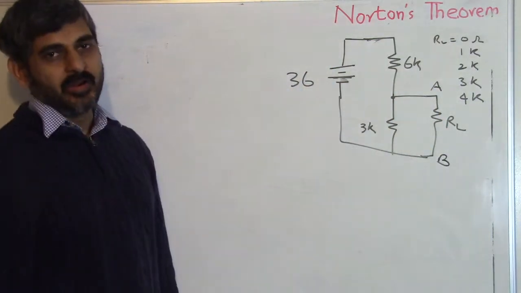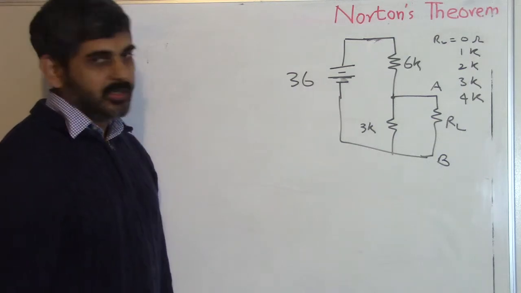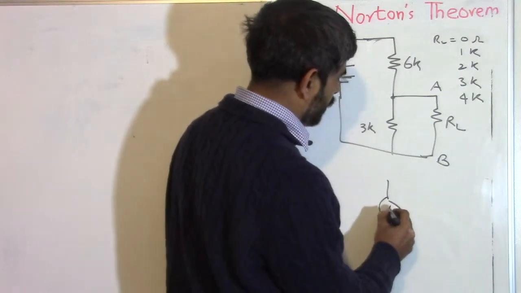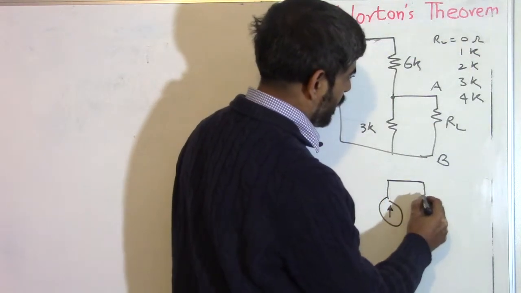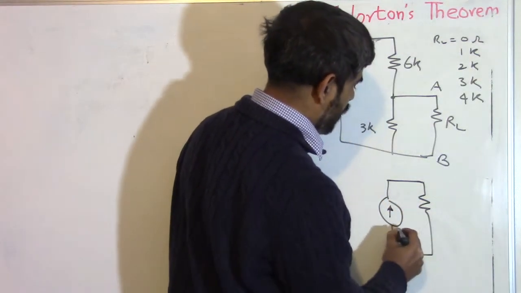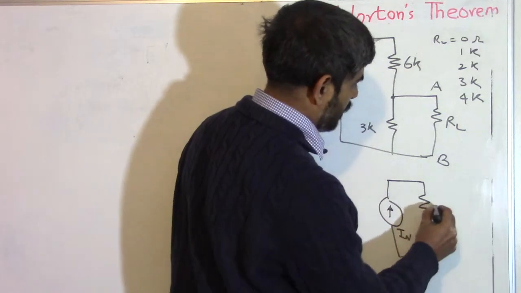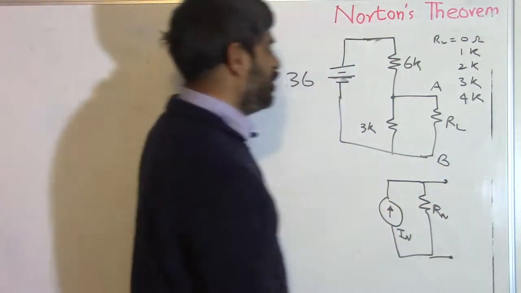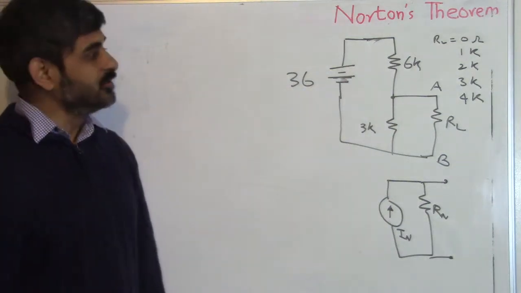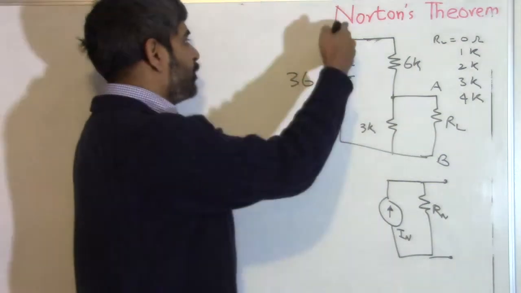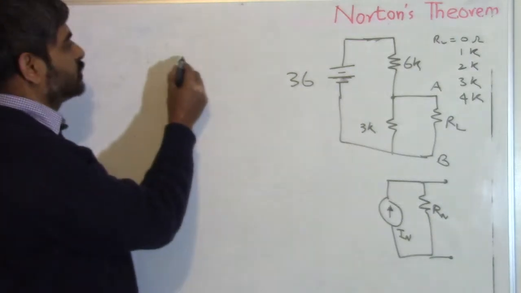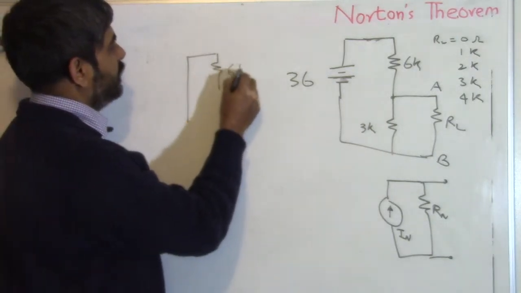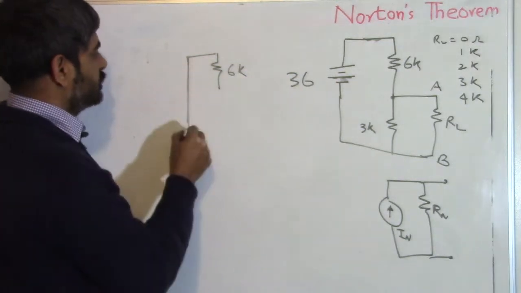So let's first find out the Norton resistor. We are going to replace this whole circuit using a current source and a resistor, call it I Norton and R Norton. We need to first find out R Norton. How do we do that? We replace all the voltage sources using a short circuit, and this is 6K. Voltage is replaced by this short circuit.